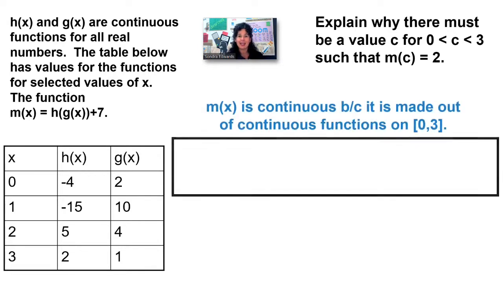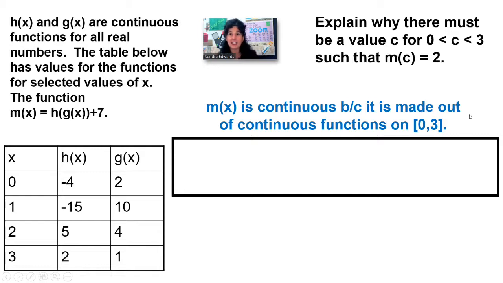So I'm saying that m of x, which is the function that we're trying to find, m of c is 2. So the function m has to be continuous, and I can say the reason why is it's made out of continuous functions. And over here it was continuous for every single number, so if it's continuous for all numbers, it's definitely going to be continuous on a smaller interval.